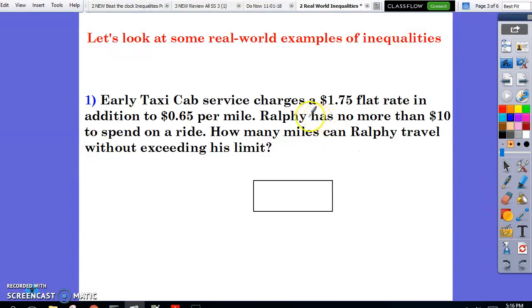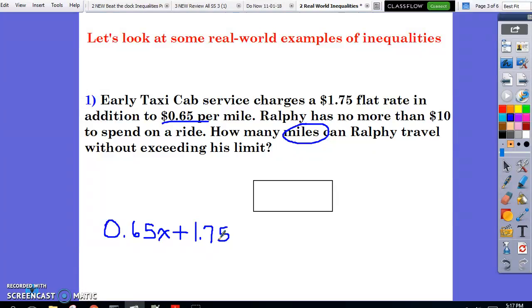So miles is the number that we are going to put with x. How much does a mile cost? 0.65. So in my paper I'm going to put 0.65x. Now I need to add the other charges that Ralphie has, $1.75.